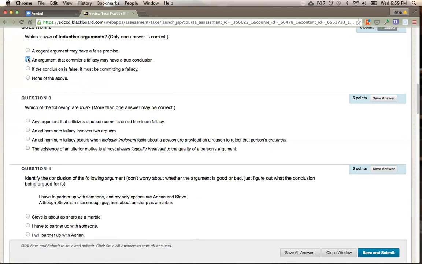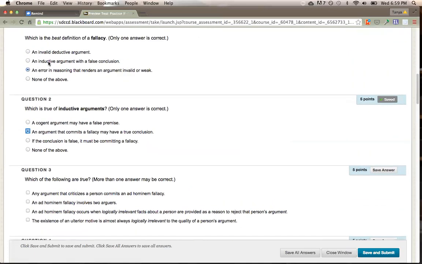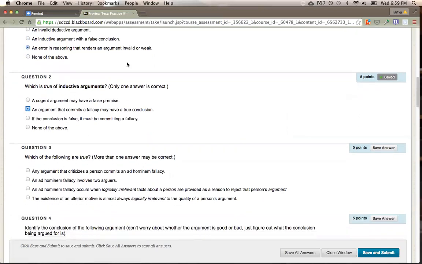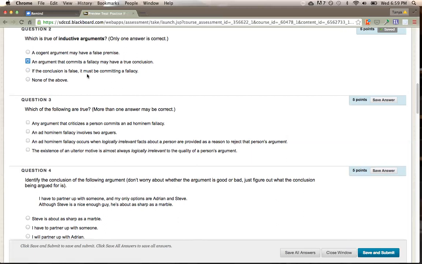If the conclusion is false, it must be committing a fallacy. That kind of goes with this one up here, an inductive argument with a false conclusion is not the definition of a fallacy. We said here that you can have a great inductive argument that happens to have a false conclusion. Again, if you have an argument that happens to have a false conclusion, it doesn't mean it's committing a fallacy. It's just a thing that's possible for all inductive arguments. It's what makes them inductive, that the conclusion could be false. And we can have some good inductive arguments. So this one is going to be 2 here. An argument that commits a fallacy may have a true conclusion, like you could get lucky.